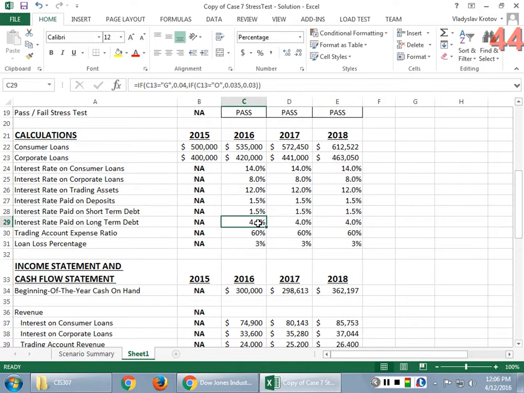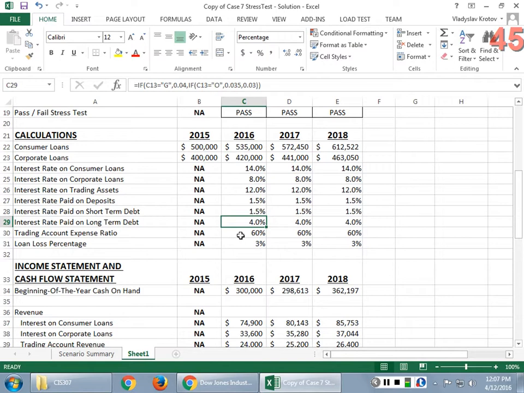Now, this doesn't make sense to me. What I don't understand here, in their assumption, I would challenge this model by saying that I don't understand why they're paying higher percentage on long-term debt versus short-term debt. To me, it doesn't make sense. Because short-term debt, I think, should have higher interest rate, okay, than long-term debt. But nevertheless, that's the kind of assumptions they have here.